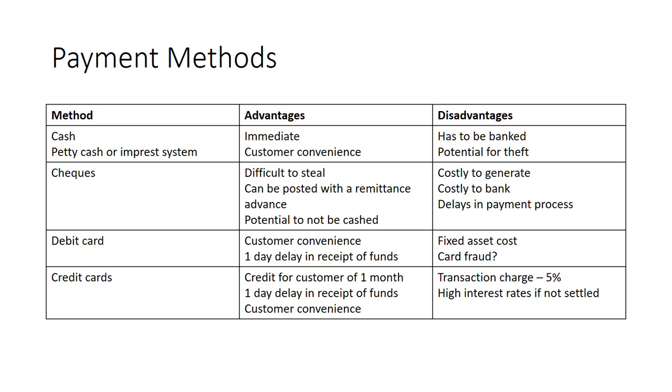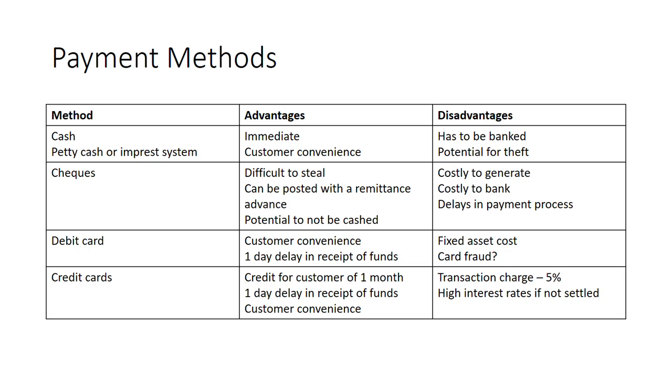If we're in a company, this would be a petty cash tin with some money inside, and somebody would be running a system there to work out how much petty cash would be in there. The advantage of cash is that it's immediate, it's there, the payment is straight away. It can be very convenient for customers. And it can be very convenient as well for a business, if it's small amounts, to not have to run a whole series of expenses claims. There's a disadvantage for cash.